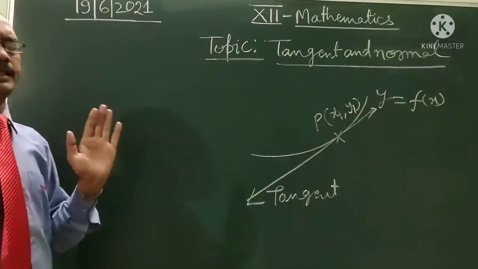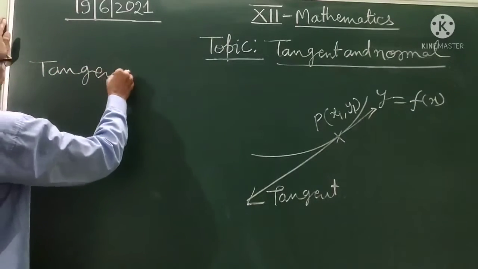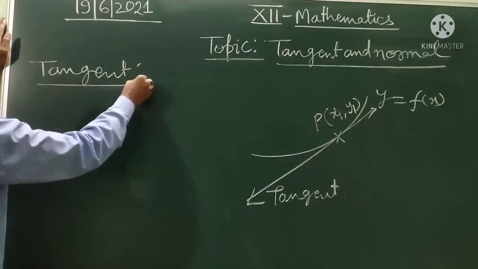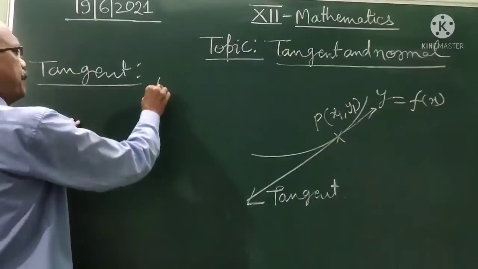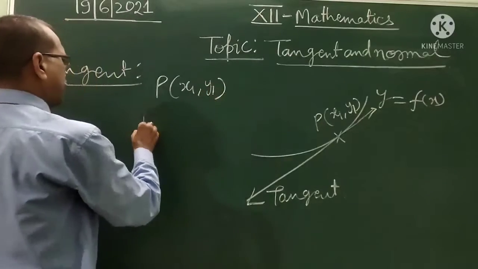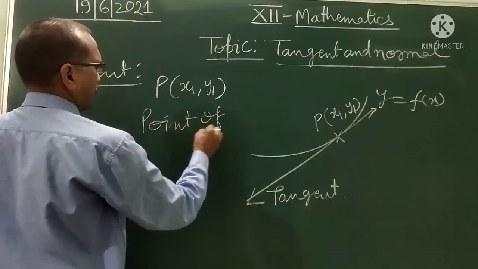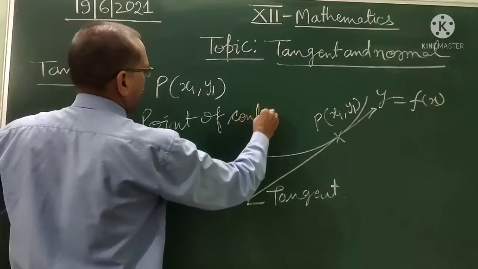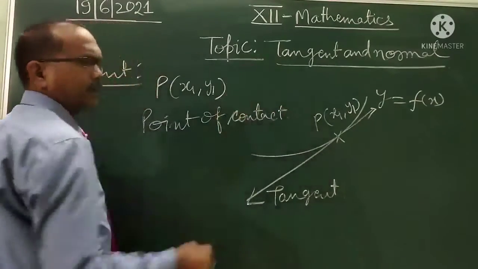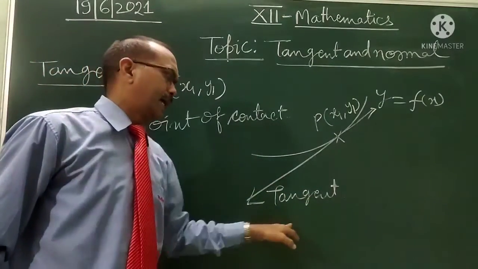The question is, what is the tangent? Tangent is the line which touches the curve at the point of contact. P is called the point of contact. Now we will find the slope of this tangent.